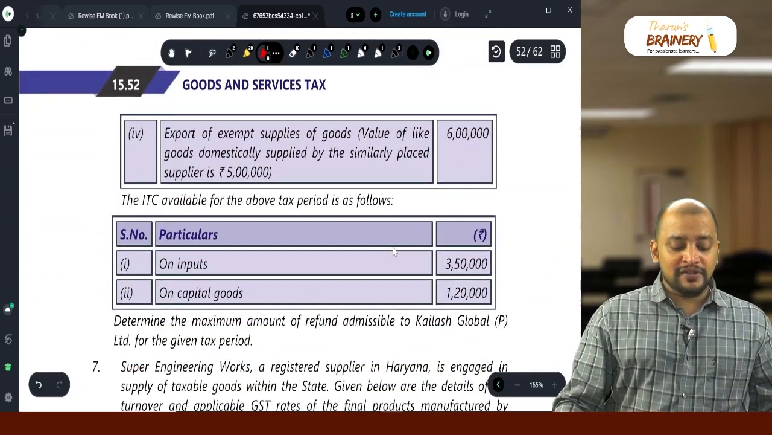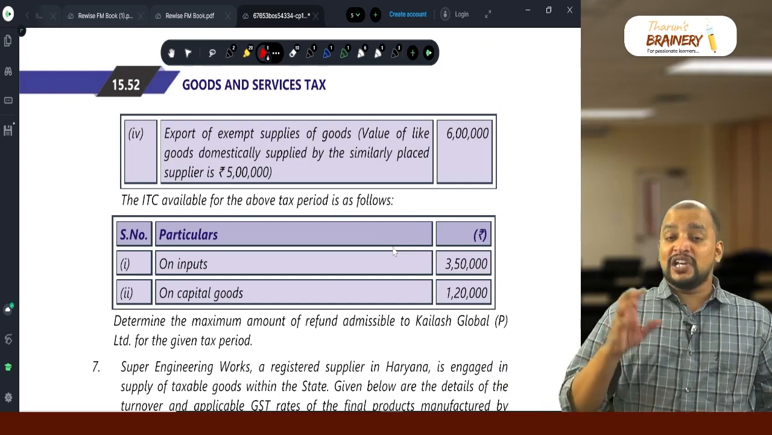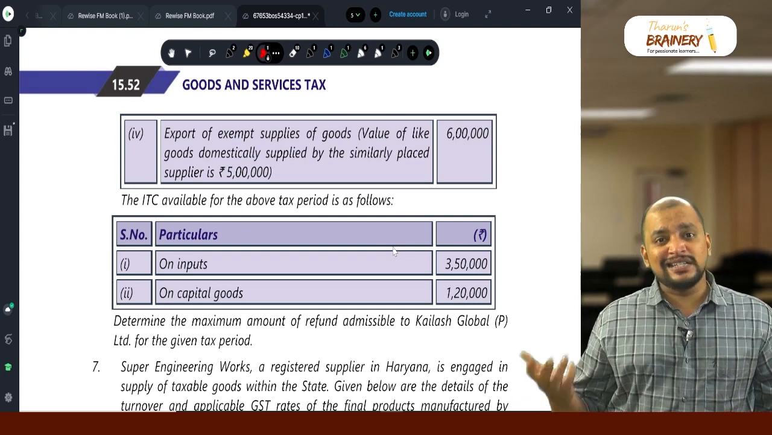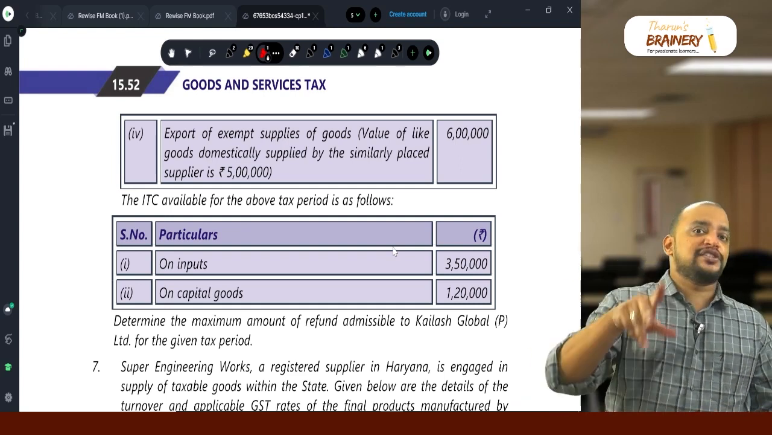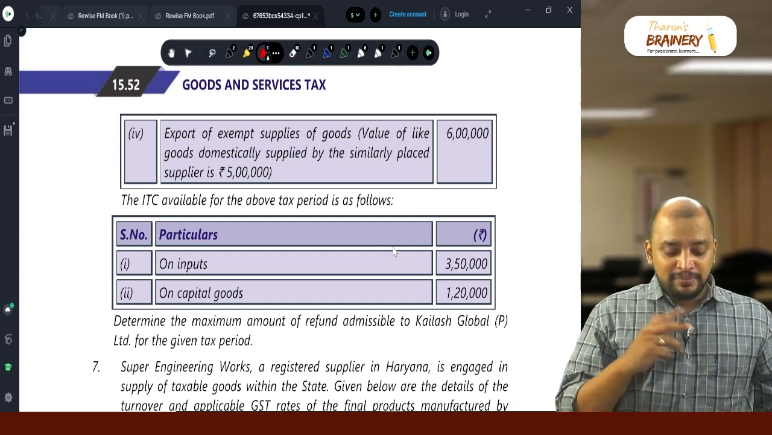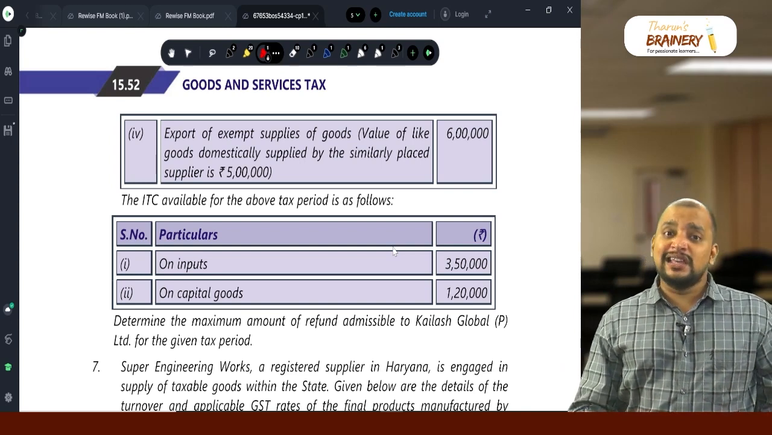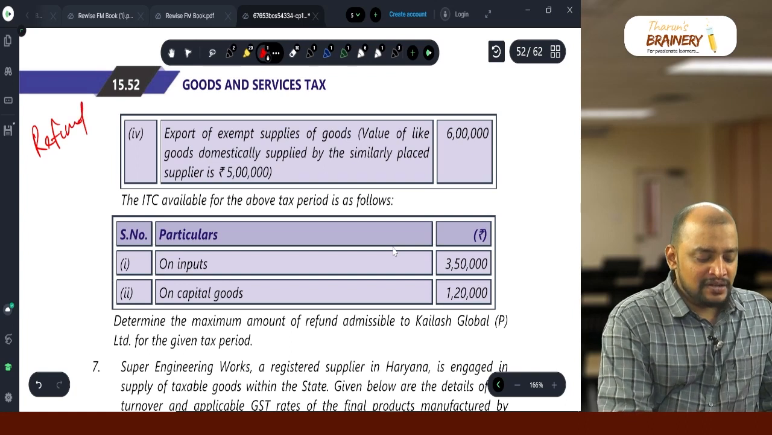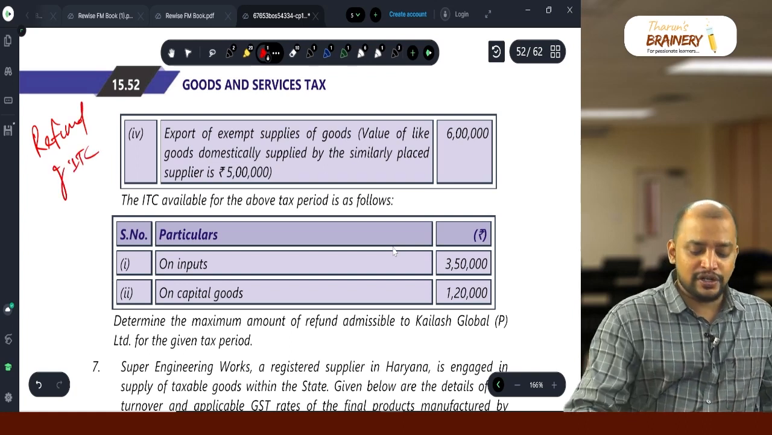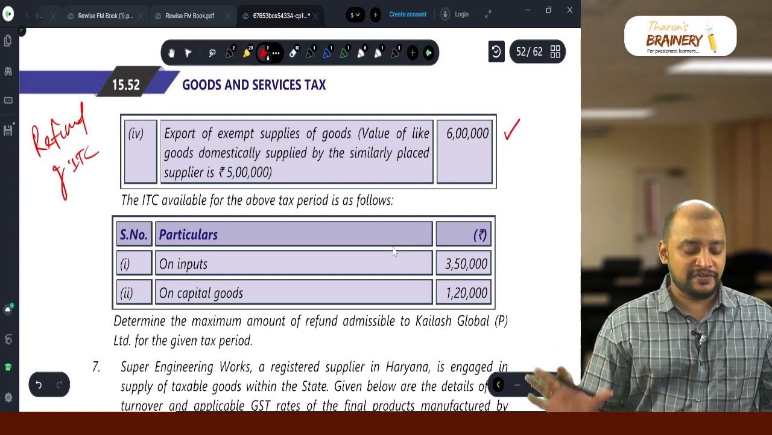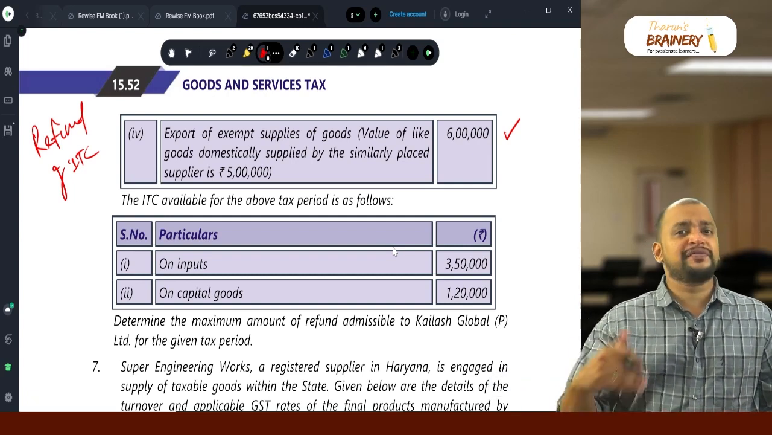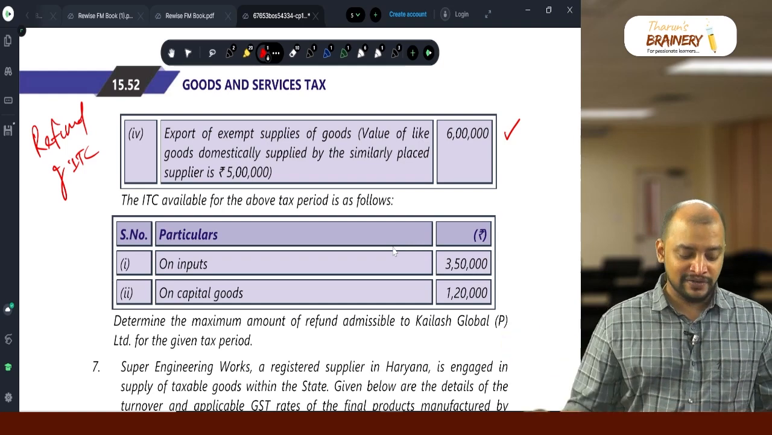Then export of exempted supplies of goods. Generally when the supply of goods is exempted, ITC is not available, but here it is exported. So it will become zero rated. When it becomes zero rated, we will get the refund. So here also we will get the refund of ITC. So there are 2 cases where we will get the refund of ITC. First is on account of zero rated, second is on account of inverted, or first inverted, second zero rated, whatever it may be.